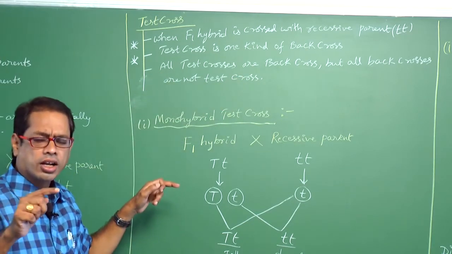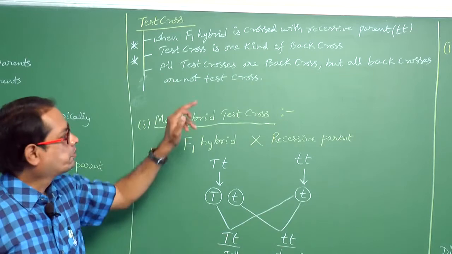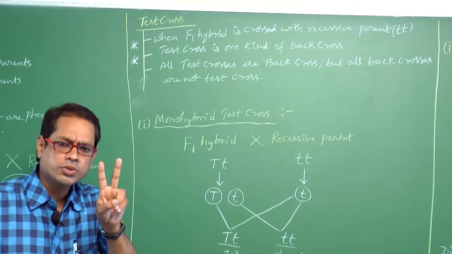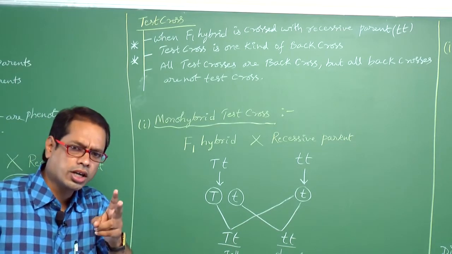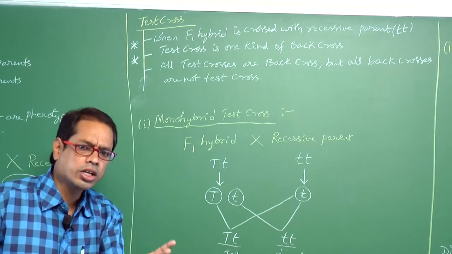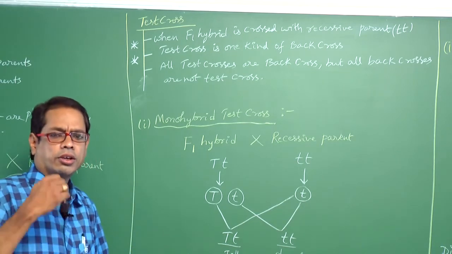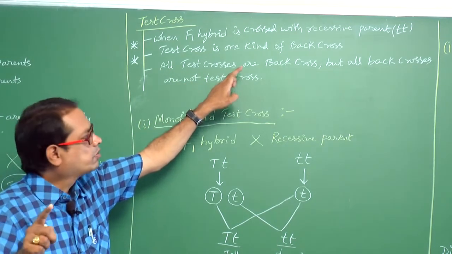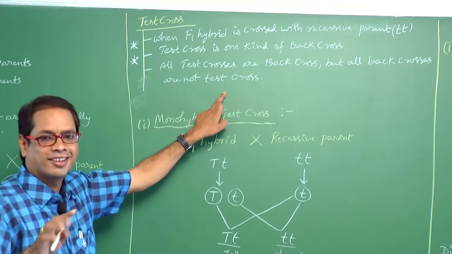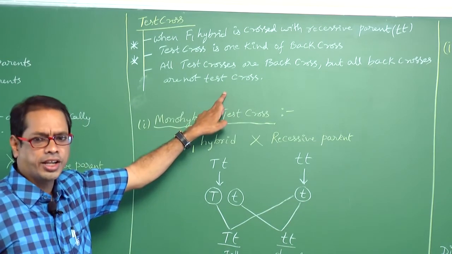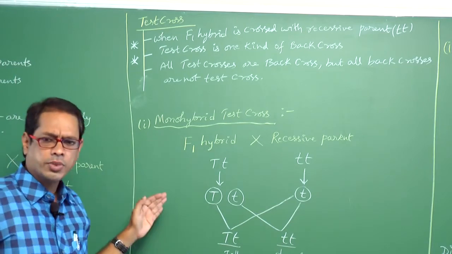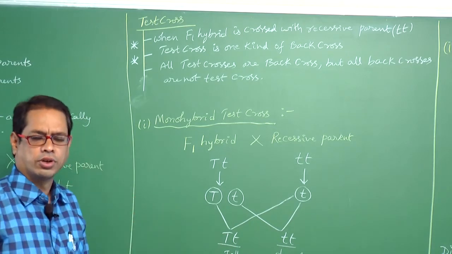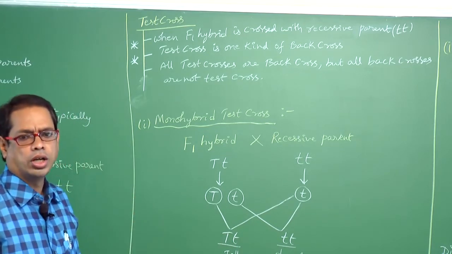All test crosses are back crosses, but all back crosses are not test crosses. Why? Because back cross means two crosses, out cross and test cross. Test cross is one kind of back cross. So we may also say like this: all test crosses are back cross, but all back crosses are not test cross. Are you understanding? Right. This test cross may be two types: monohybrid test cross, dihybrid test cross. One by one we have to learn.